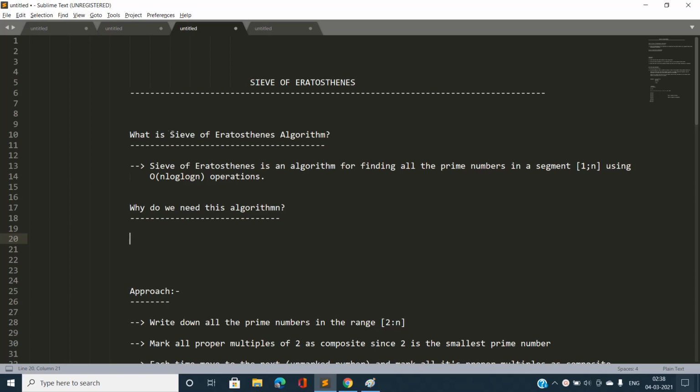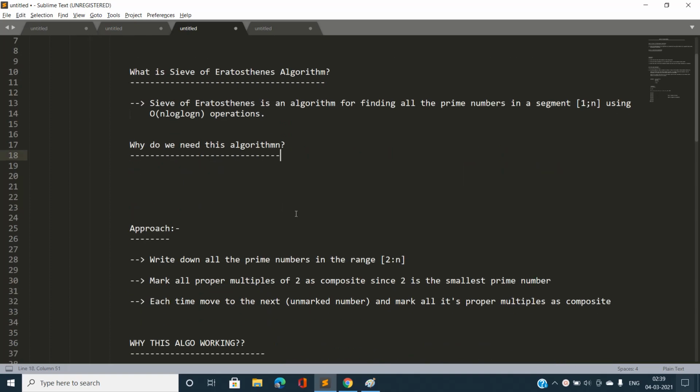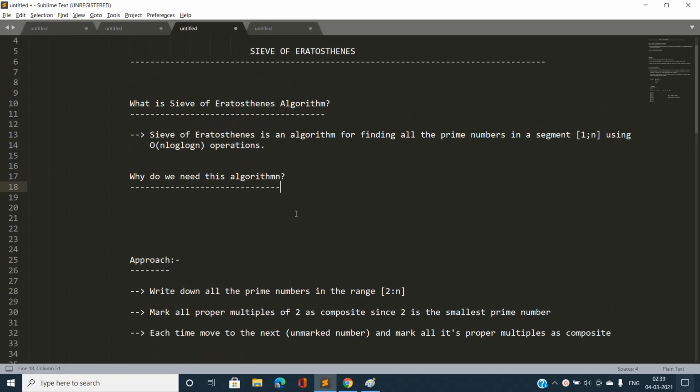So what is the Sieve of Eratosthenes algorithm? Basically, Sieve of Eratosthenes is an algorithm for finding all the prime numbers in a segment 1 to n using O of n log of n operations. Note that I am talking about a segment from 1 to n. Suppose we have been asked to calculate all the prime numbers in a segment starting from 1 up to n, then how are we going to calculate all the prime numbers in the most efficient way?